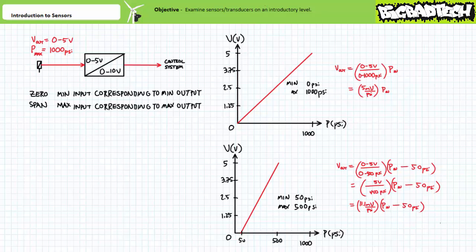This bears repetition. You can calibrate a sensor's zero and span any way you want. And if you do it wrong, your system won't work as intended.